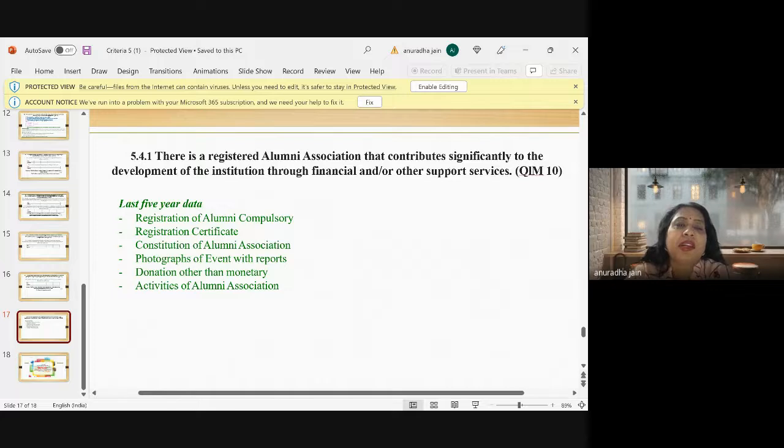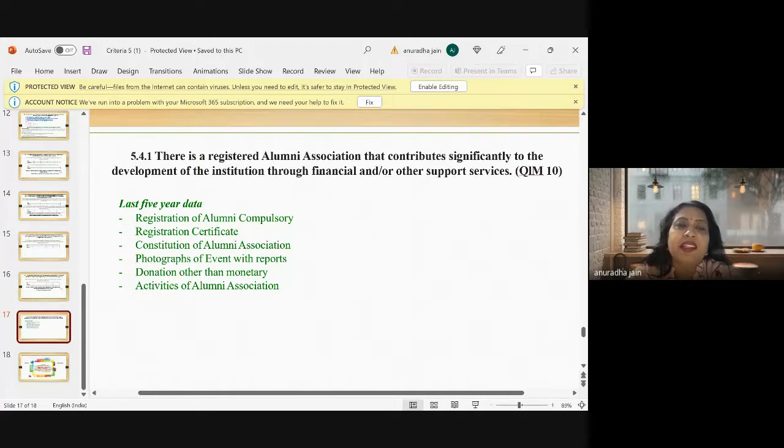You have to produce the constitution of the Alumni Association, photographs of the events which they have organized, or reports, monetary donations, or help other than monetary. Like they may come and give sessions to the students, or give guidance to the students for placement. What they want to see is that even after completing the program, completing the course, alumni are important stakeholders. They are your brand ambassadors. To be part of the institution, they should work for their alma mater and help it in its growth.